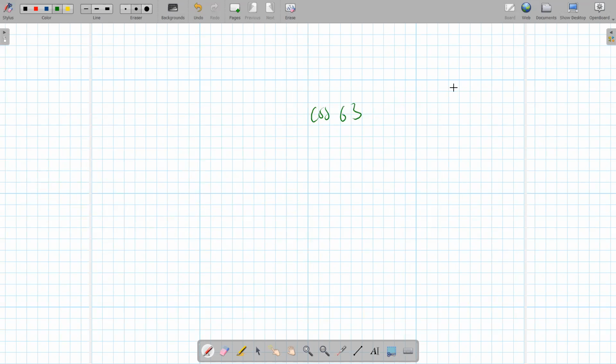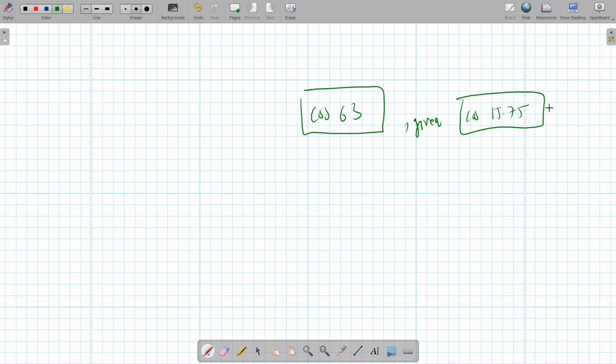Okay. Here, let's do this. Find the exact value of cosine of 63 given that cosine of, let me halve this, 63 divided by 2 divided by 2, given that cosine of 15.75 is whatever, A or something.